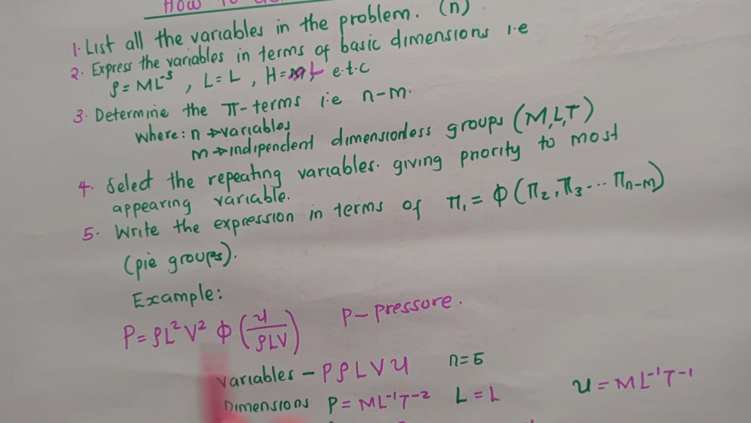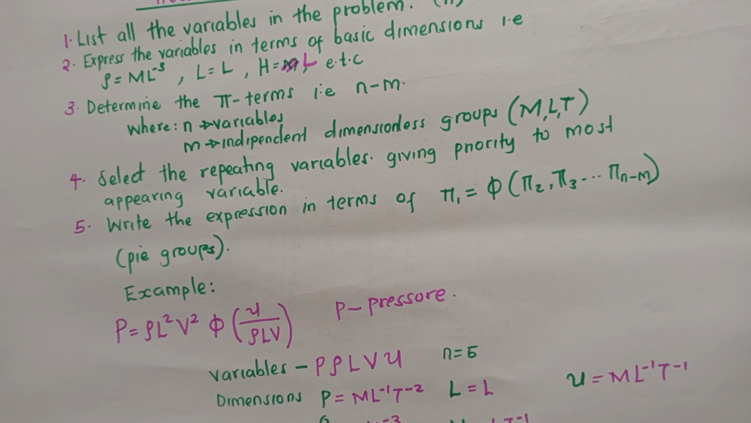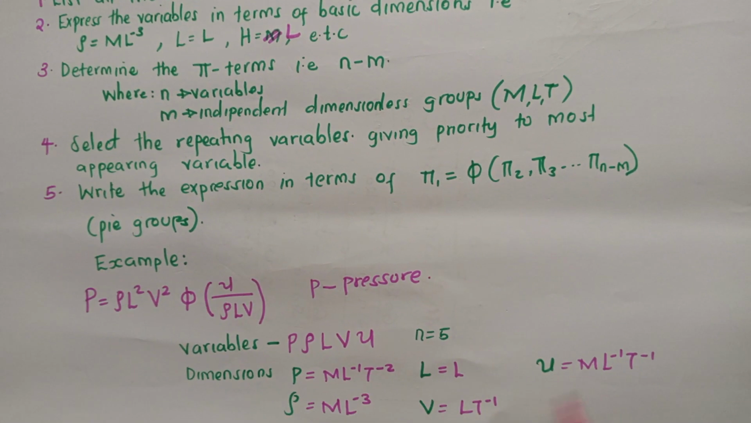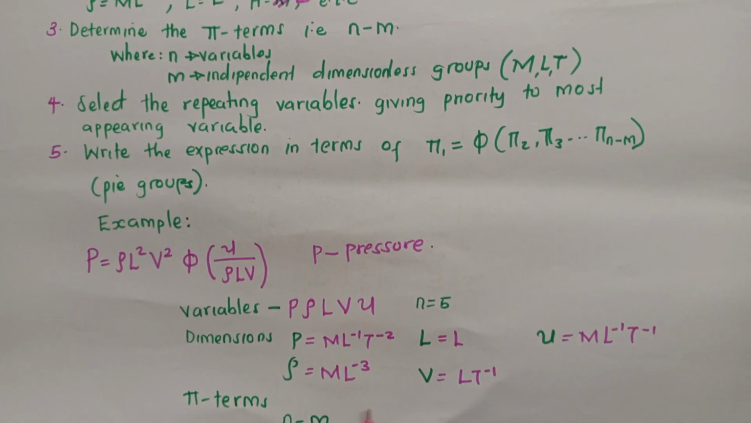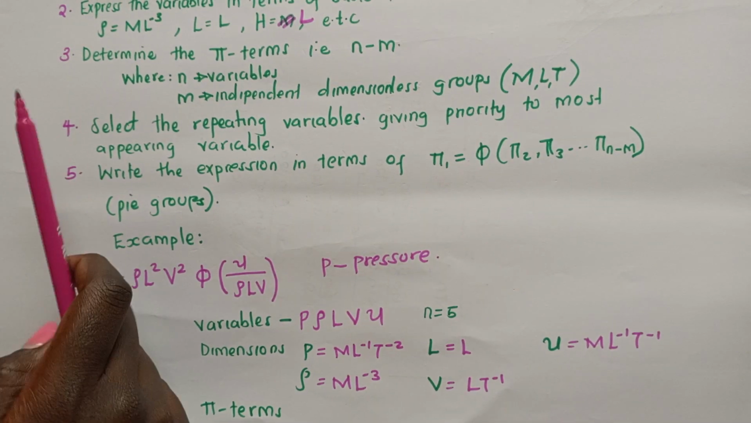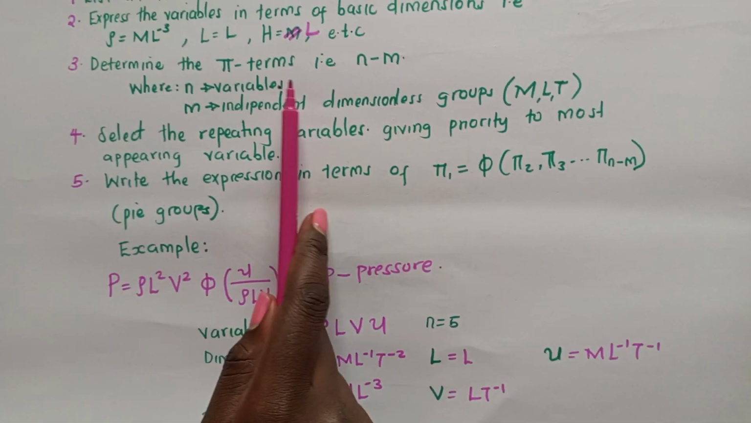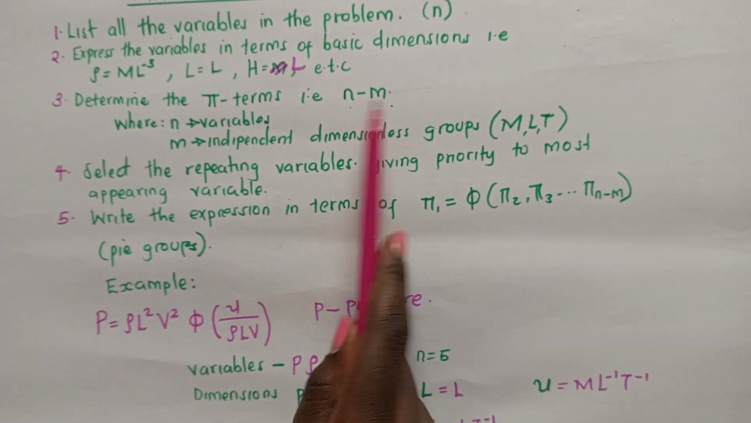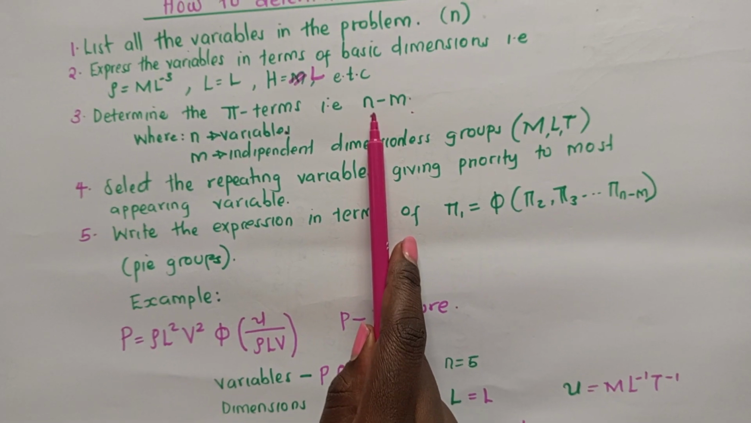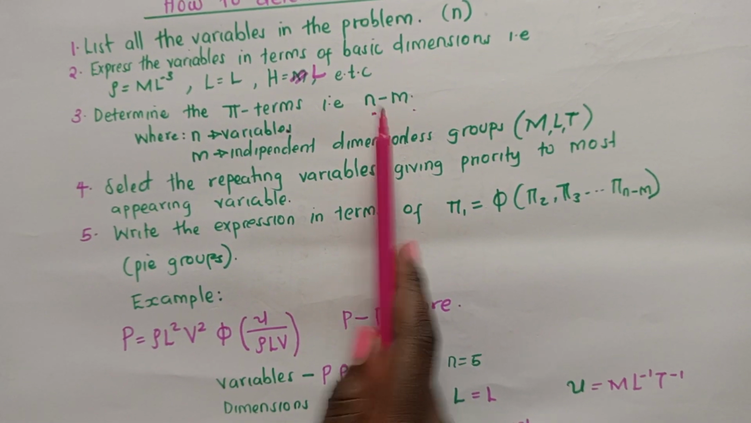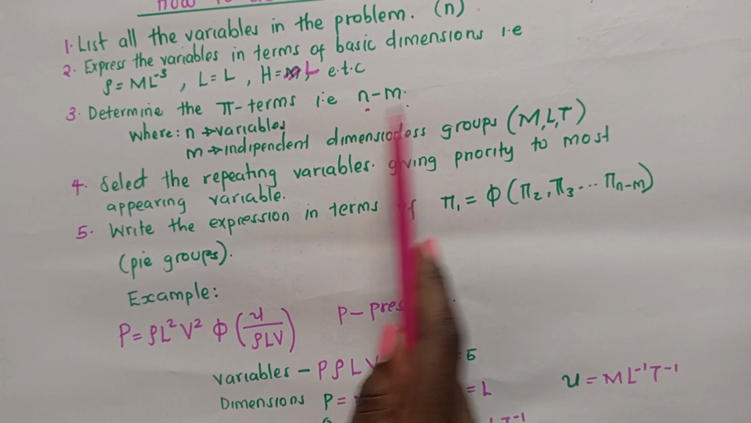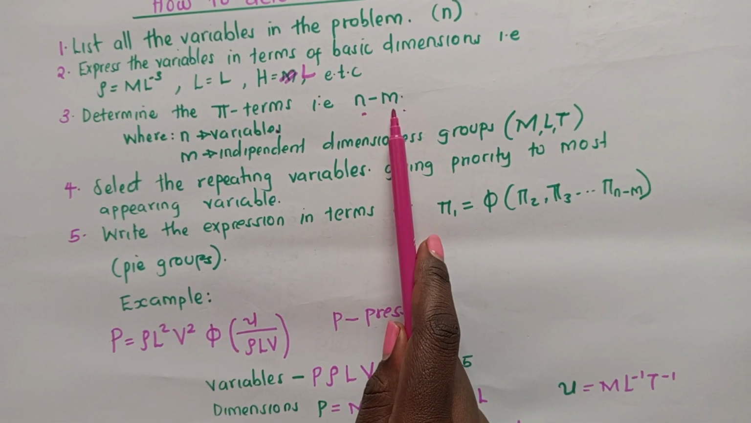In my example, I have the dimensions listed here. These are the basic dimensions of each and every one of them. Number 3, you determine the pi terms. Remember we said it's n minus m, and n is simply from our procedure number 1, where we had 5 of them. So 5 minus m, which is the primary dimensions.